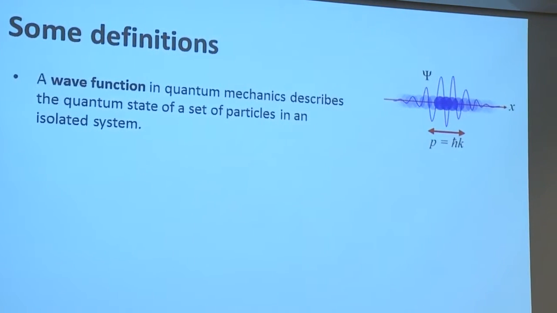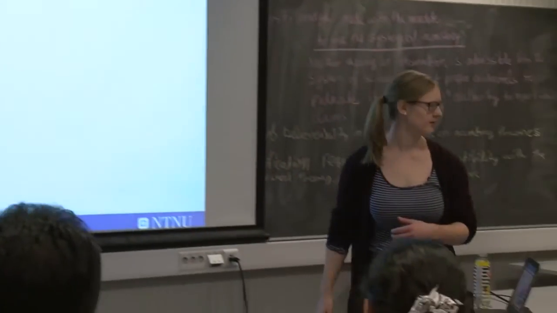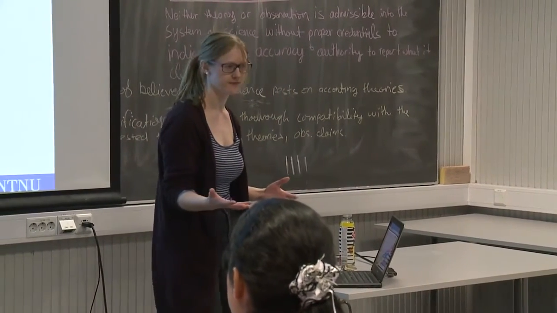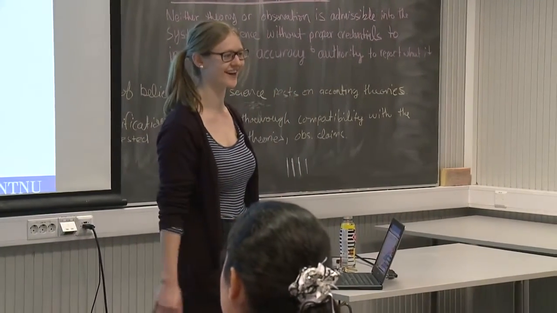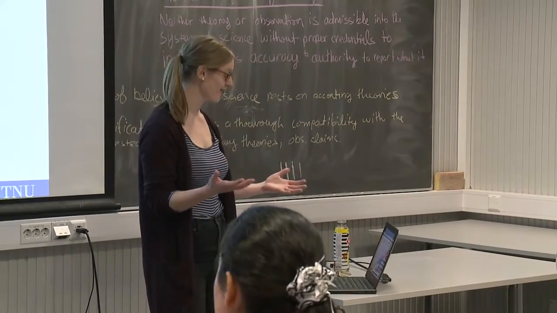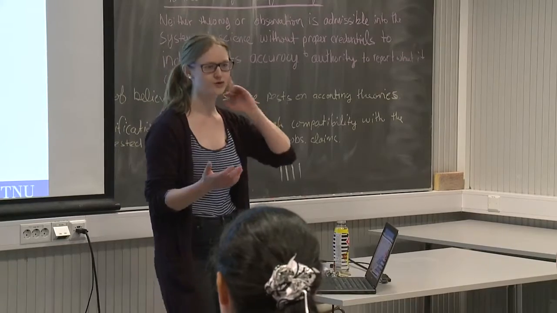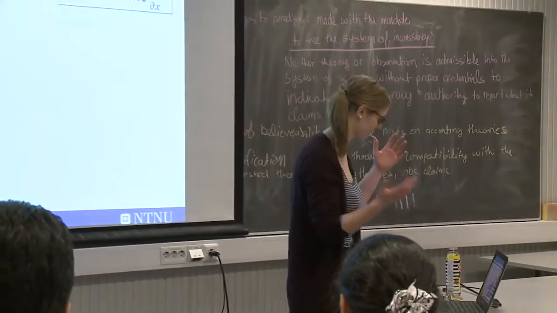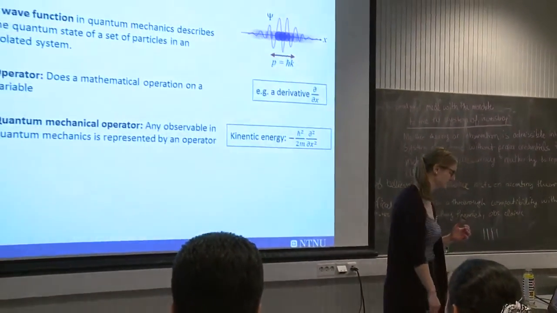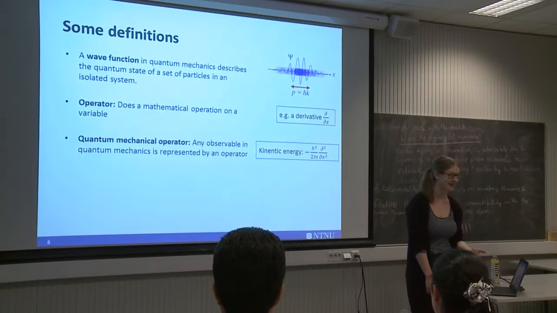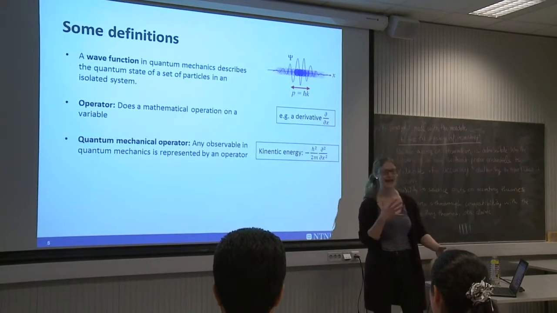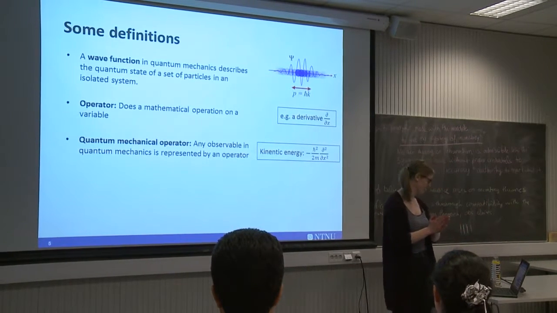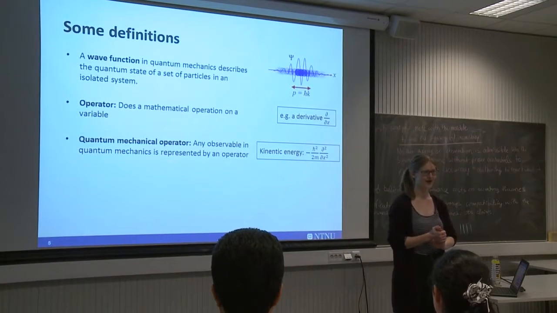You have a particle, and in quantum mechanics, you can make it into a wave, right? Okay, an operator. That's not a scary word. It just does a mathematical operation on some variable. So you shouldn't be afraid of that word. An easy example is a derivative. That's an operator. When you go into quantum mechanics, you deal with quantum mechanical operators. And in quantum mechanics, any observable, anything you can physically measure, is represented by an operator.